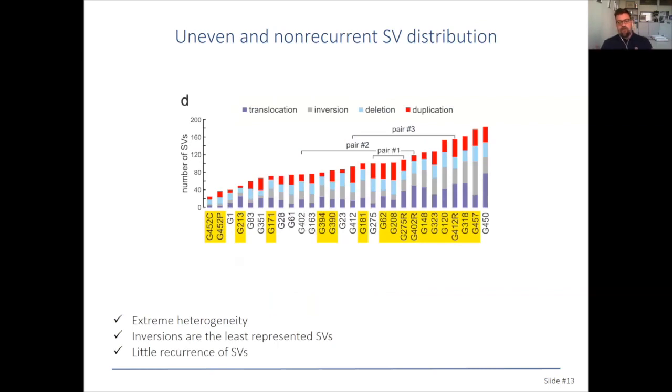Now, how does this look for our cohort? We actually identify an unexpectedly large number of structural variants. In the best case scenario for the patient, we have 26 or 27 of them, and in the worst case scenario for the patient, more than 180 of them. The dispersion is a very uneven, pervasive, but non-recurrent distribution. It's extremely heterogeneous. Inversions are the least represented structural variants, and there's very little recurrence between different patients. So heterogeneity is the key word here.